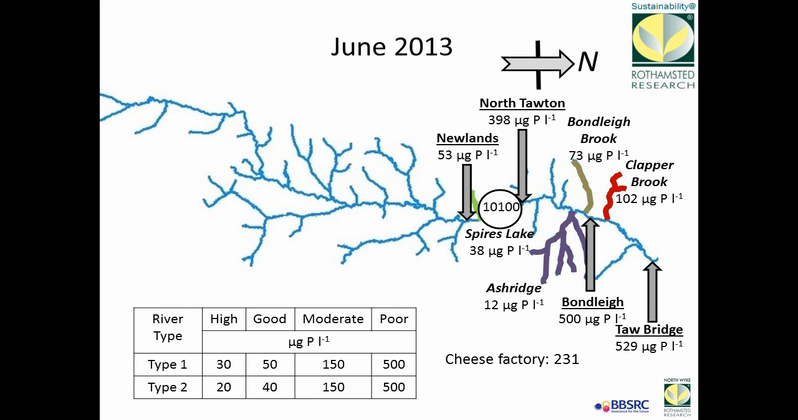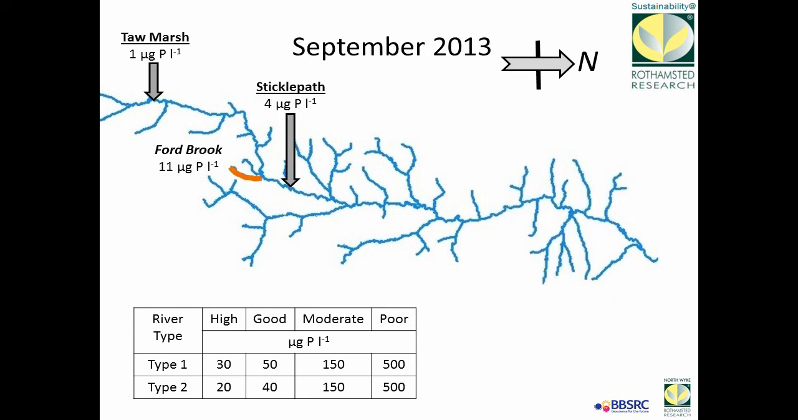Interesting though, when you look at it, the concentration is increasing at Bondley and increasing again at Tor Bridge. We don't know why this is, why you would see an increase. When you look at the streams that are feeding the river, they are lower in concentration. We would perhaps expect to see, like with the previous sampling, a decrease in concentration downstream of here. The cheese factory, again, contributing, relatively speaking, quite a small amount.